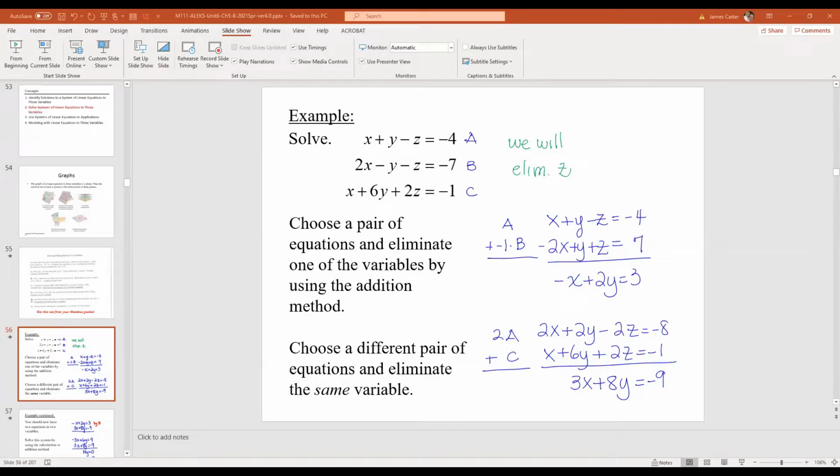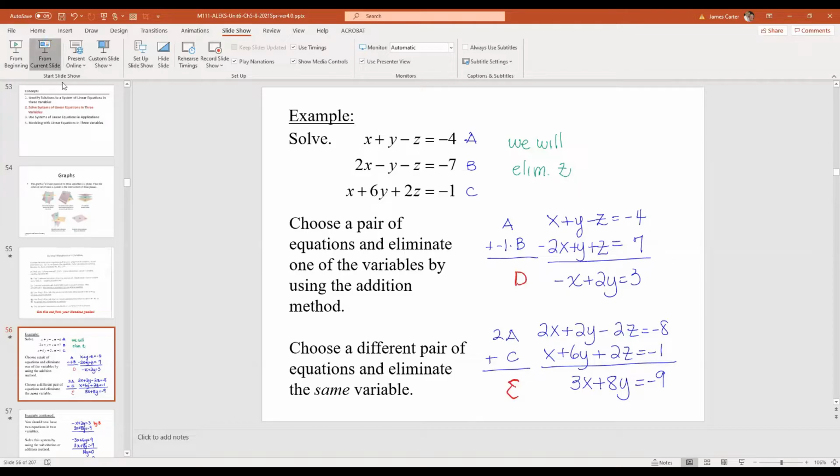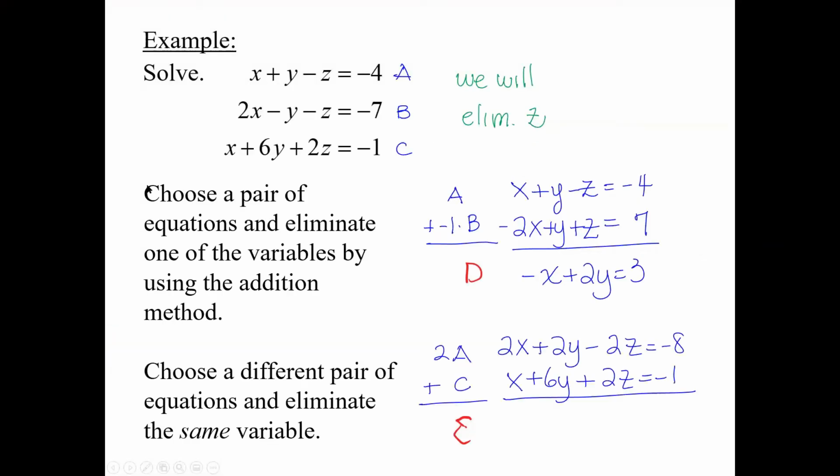I've got to put it in this form so I can make some notes on here. Okay, I call this equation D. And I call this equation E, or in my example, it would be equation 4 and equation 5. So at that point, let's go back to the slideshow. Later on, I'll come in and I'll sequence those so they'll show up right.